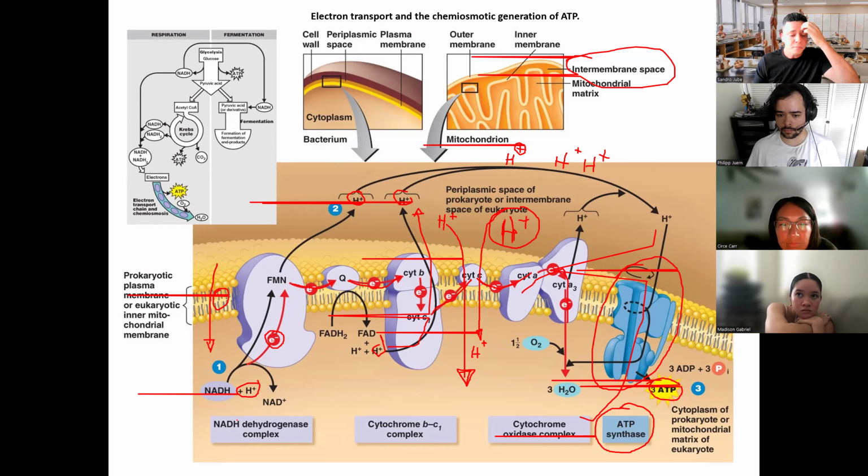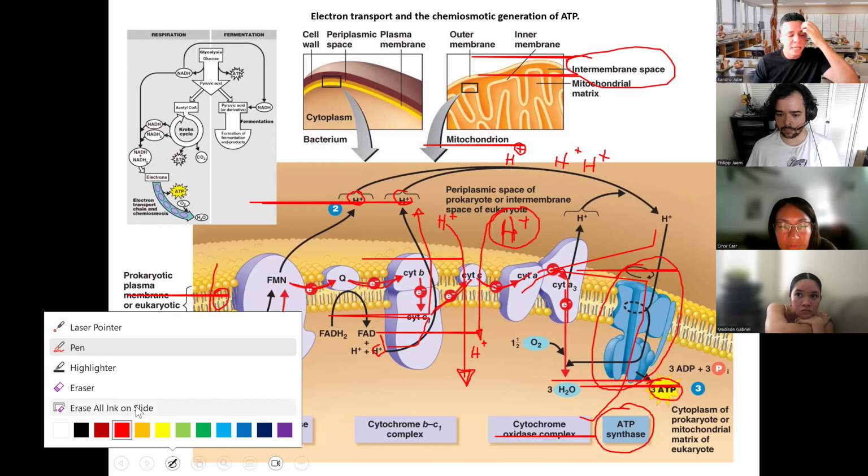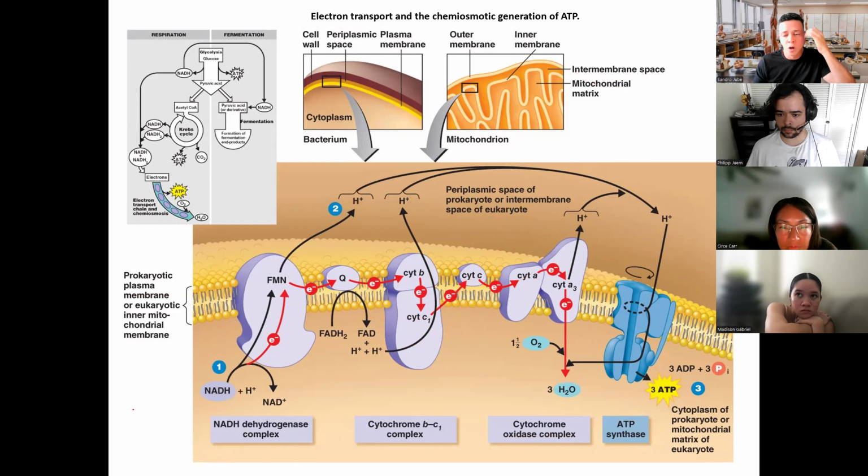Okay? Now, what's going to happen to that hydrogen ion once it goes through the ATP synthase? That hydrogen ion is going to combine with oxygen gas and with the electron that is moving here, and together they are going to form water. Water is a byproduct of oxidative phosphorylation.